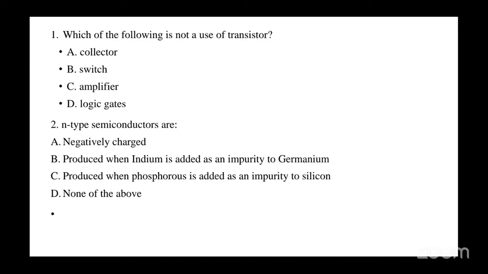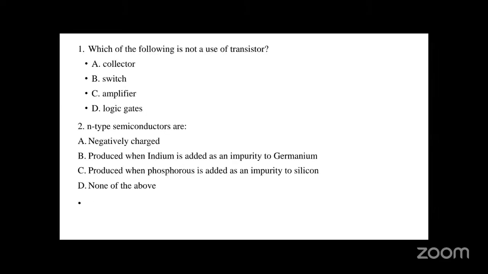Now, among the options here, I have not mentioned collector and logic gate. Logic gate, fine. A transistor can also be used as a logic gate, that is through IC. The collector is just a terminal in a transistor. We have 3 terminals in a transistor, which are the base, the collector, and emitter. So collector is just a terminal, so it can't be an application of a transistor. So the right option is A.